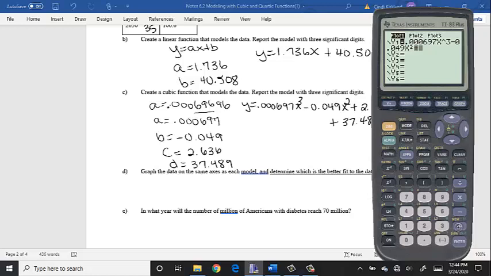Take this time to enter the data with me. Okay, there's my cubic function. I'm going to arrow down, and I'm going to put in my linear function. It doesn't matter which one you put in, y1 or y2. We know that the linear function is going to be a straight line, and the cubic function is going to be curved.